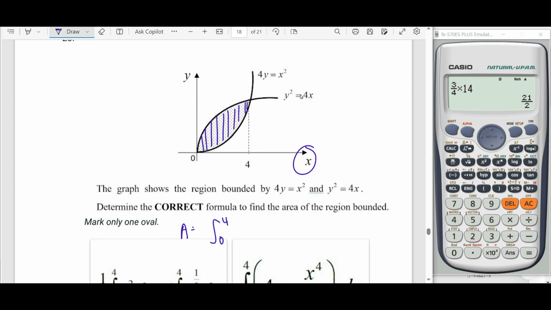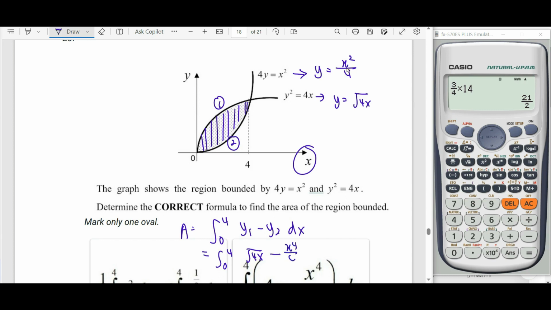So the two-curve concept will be the curve up here minus the curve down here. So y1 minus y2, and dx. So our curves must be y in terms of x. Let us simplify y in terms of x. Here it will be y equals x squared over 4. For this one, y will be square root of 4x. So therefore, the area formula is the integral from 0 until 4, with the curve up here, square root of 4x, minus the curve below here, x squared over 4, dx.